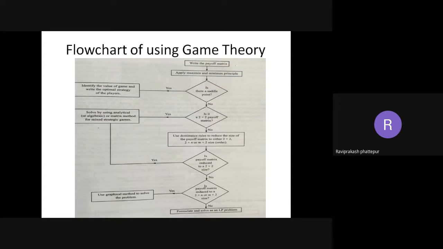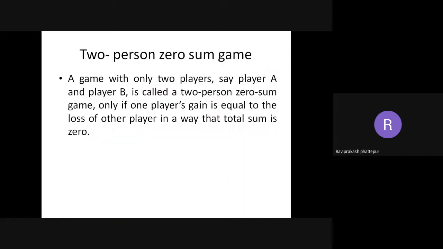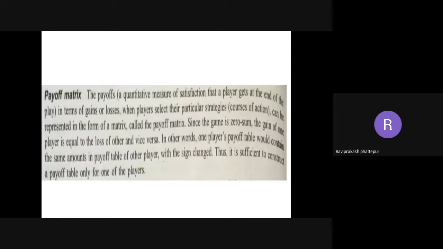Then we saw the flow chart. So we have seen till here today, with the saddle point. Is there a saddle point? Yes, the game ends there. If not, try to find a 2 cross 2 payoff matrix, or 2 cross n or m cross 2. If 2 cross 2 is there, directly go to the analytical method and solve the problem. If not, find 2 into n or m into 2, then go for the graphical method. If you are still not able to get it, then you need to solve it using a linear programming problem.